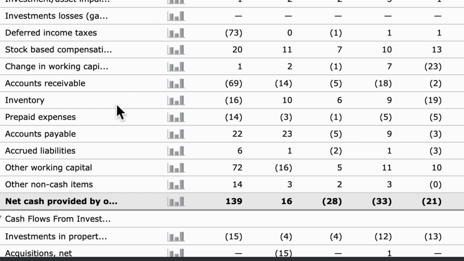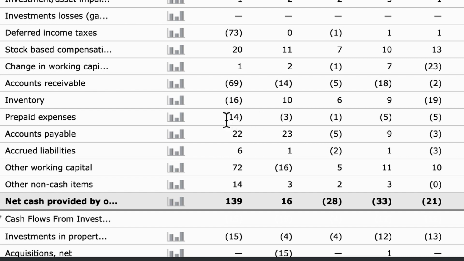Let's move down to inventory now. So inventory either costs money to buy, which would be cash flowing out, or selling inventory would be cash flowing in, which would be a positive number. If the business sold more inventory than it bought, then this would be a positive number indicating cash flow into the company. And not selling more inventory than it bought, it would have cash flowing out of the company.